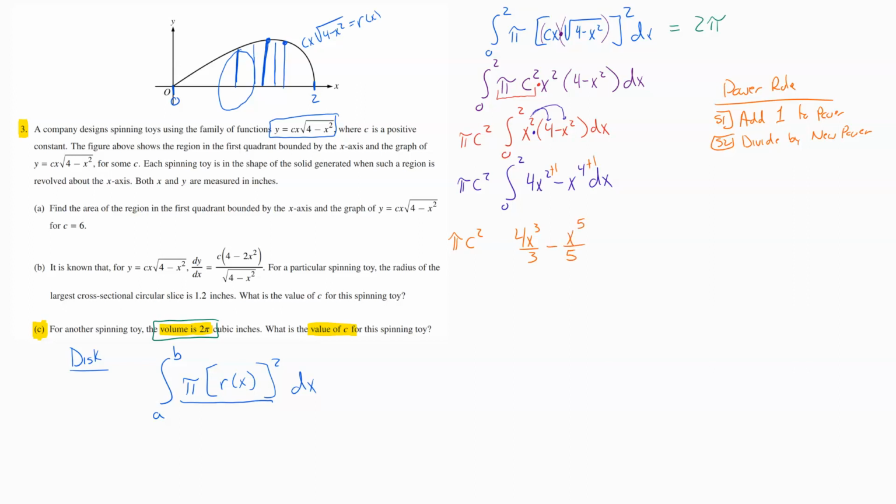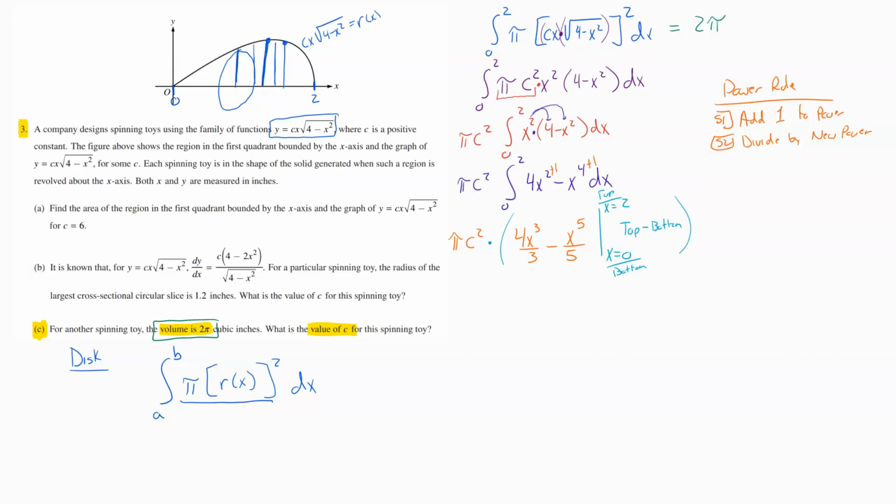divide by the new power. Then we evaluate this because it's a definite integral from x equals 0 to x equals 2. From there, I do what I just call top minus bottom. I take the top value, plug it in, and then subtract off of that the bottom value plugged in. Remember that all of this needs to get multiplied by this pi times c squared.